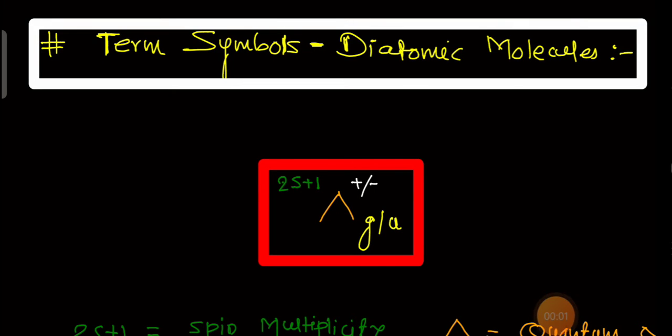Hello dear students, today we'll discuss how to find the term symbols of diatomic molecules. In a previous lecture we have seen how to find out the term symbols, particularly for the d^n configuration, for a single atomic system or for any ions. Now we move toward how to find out the term symbols of diatomic molecules.